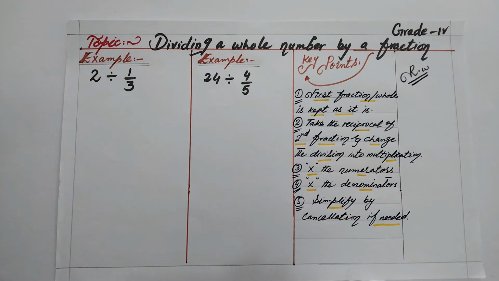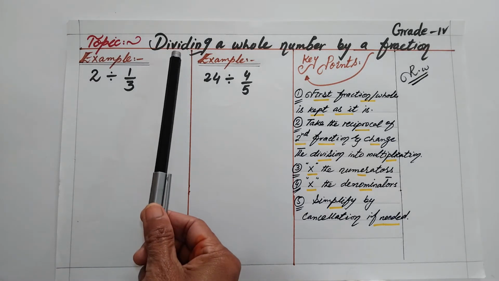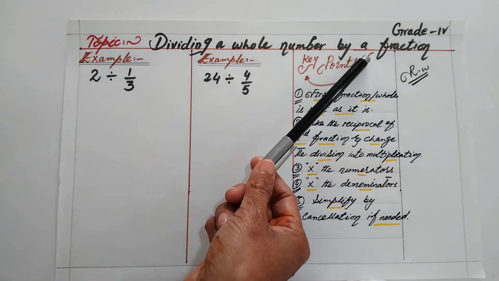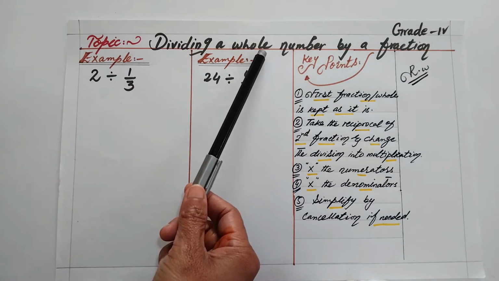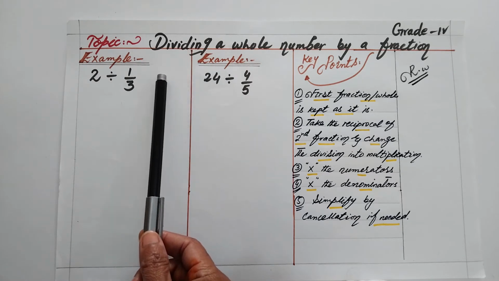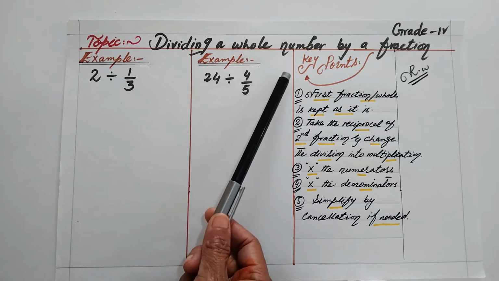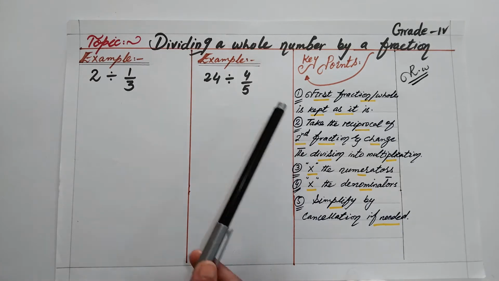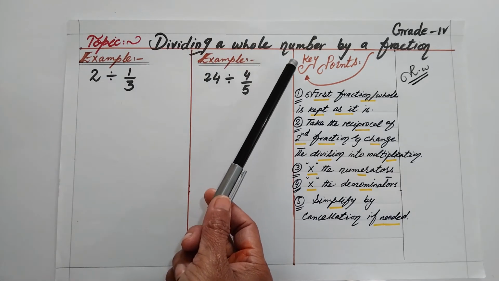Dear students, in the previous lecture you learned about the division of a fraction by a whole number and how to find the reciprocal of any whole number or fraction. Today we are going to start the next topic, dividing a whole number by a fraction. I will explain this topic with the help of two examples, but before starting, here are some steps to divide a whole number by a fraction.